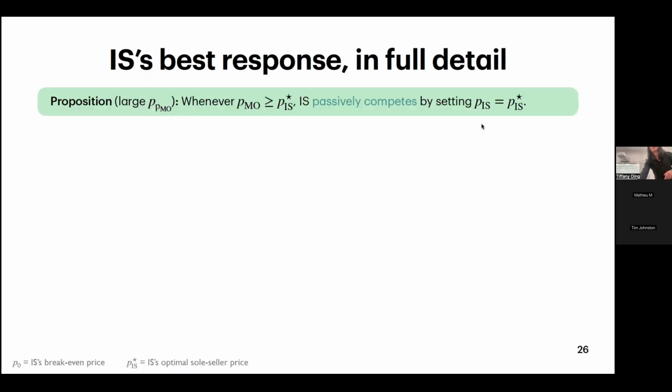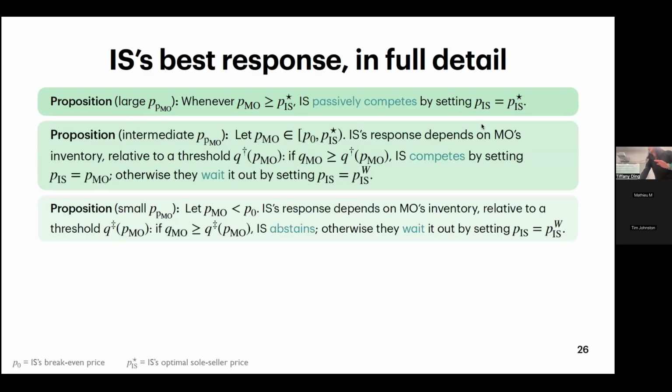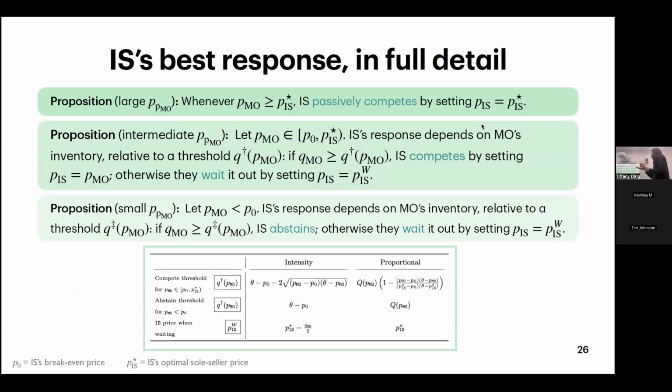Okay, so just in full detail, the mathematical formalization of what we described visually on the previous two slides. I think the main interesting cases are these two, where there's a critical threshold. Here I have this critical threshold Q dagger, which when the operator has an inventory above this Q dagger, the seller competes. Otherwise, they wait.